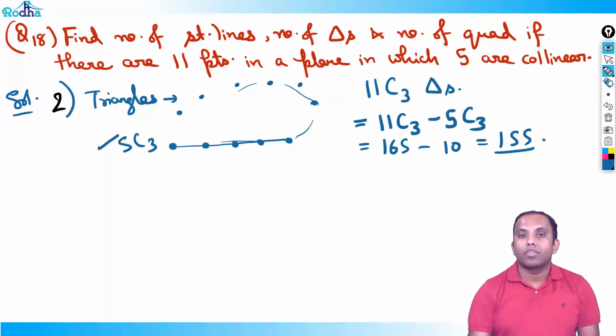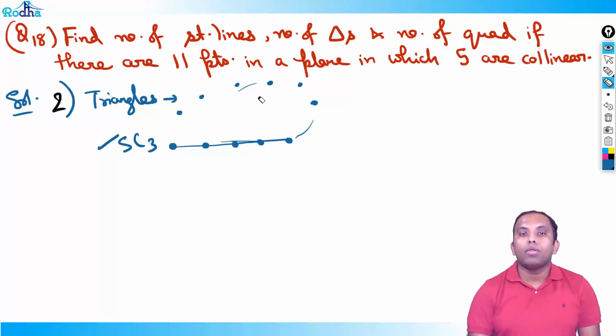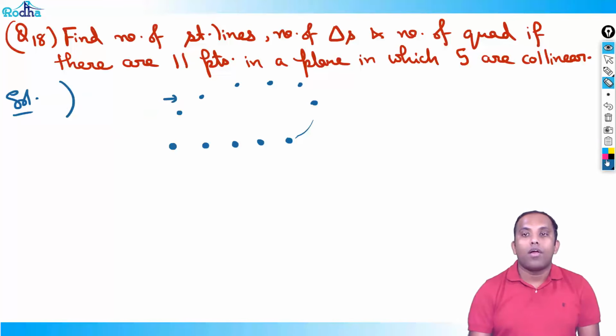Third one is for quadrilateral now. Just solve it for quadrilateral. Suppose there were 11 non-collinear points, how many quadrilaterals would we have got? 11C4, right? We could have formed 11C4 quadrilaterals if there were 11 non-collinear points.